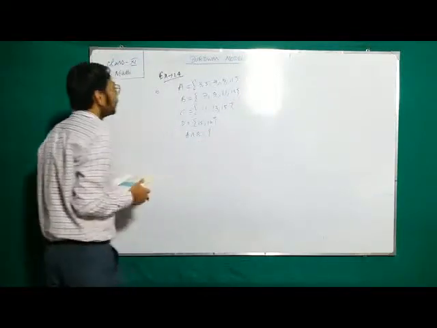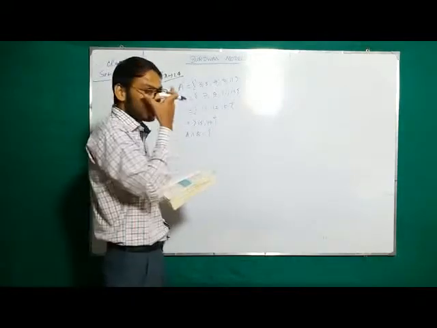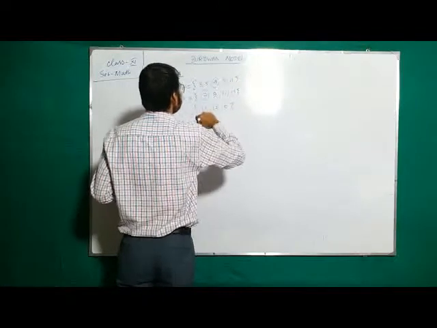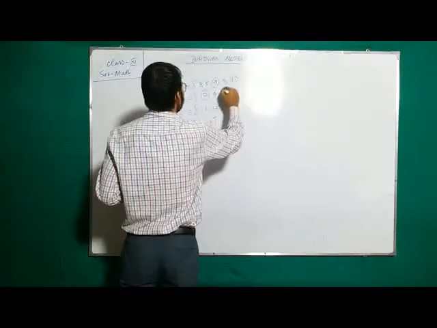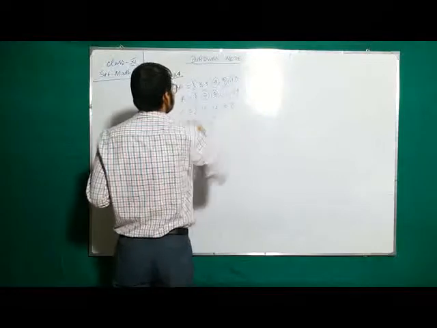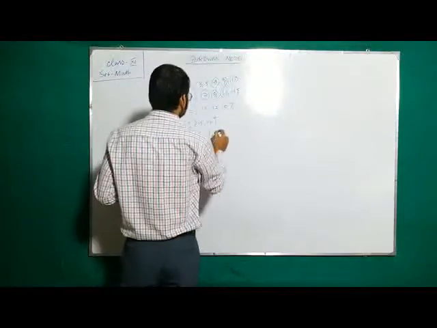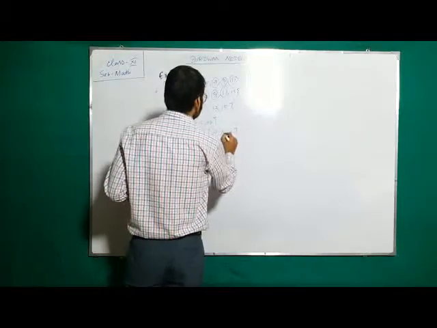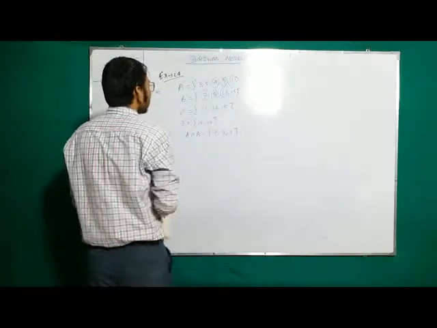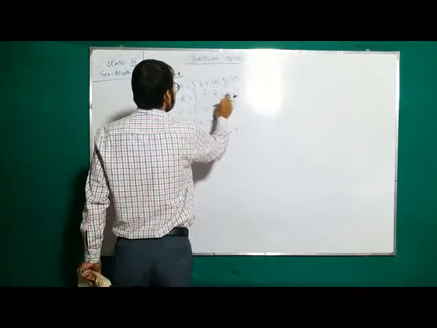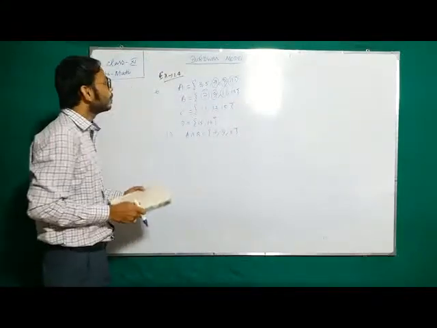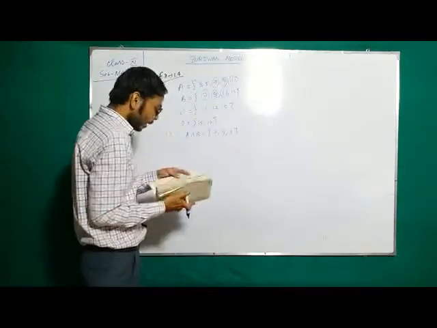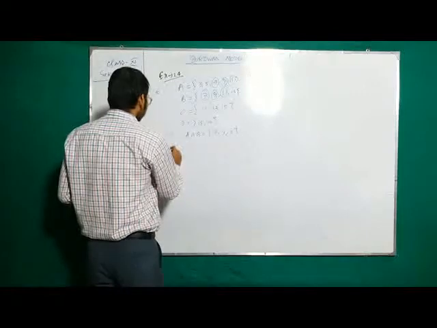That means the common elements. A intersection B means the common elements of A and B. You can see the common elements here: 7, 11, 9. These three are the common elements of A and B. So A intersection B is 7, 9 and 11.